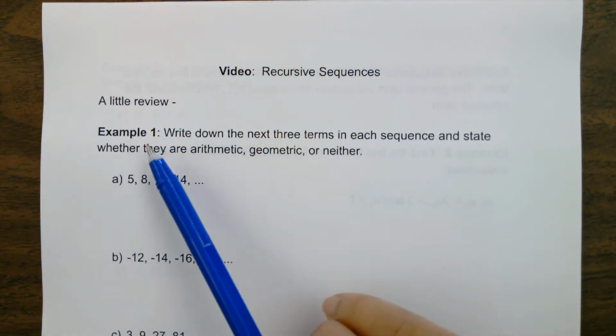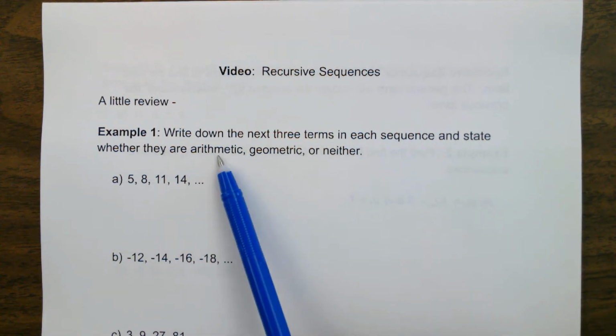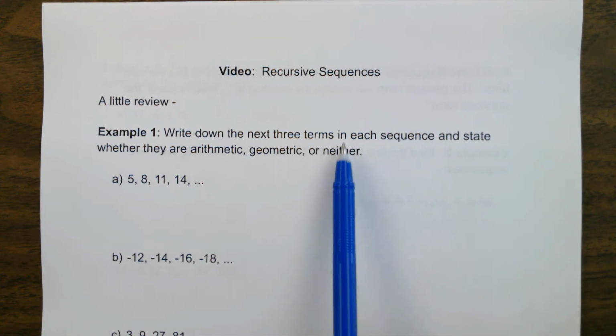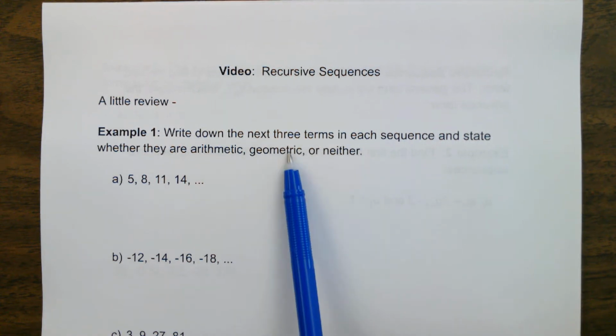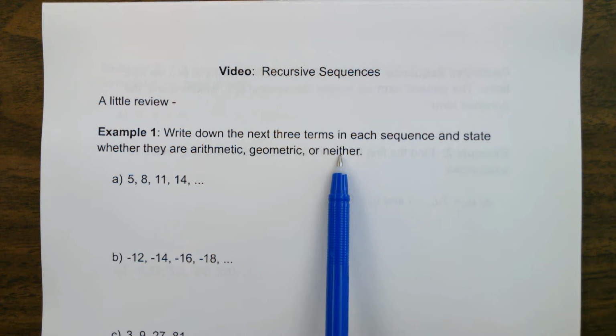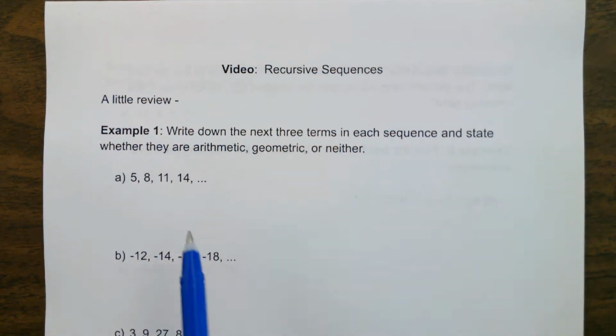We are going to do example 1, write down the next 3 terms in each sequence and state whether they are arithmetic, geometric, or neither. Now remember, with arithmetic, we're adding or subtracting a common number. Geometric, we're multiplying by a common number, or we're doing neither. So let's look at part A.